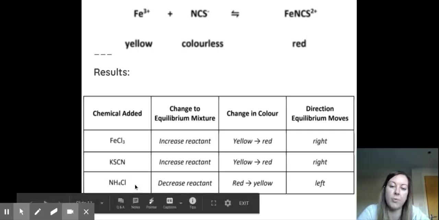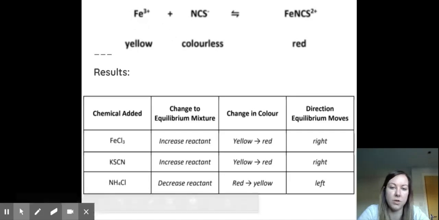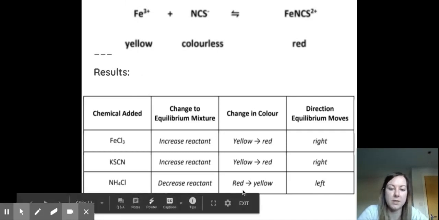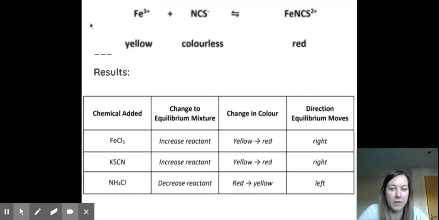So remember, our ammonium chloride is going to remove these iron ions. So this time we are decreasing a reactant. So we're taking a reactant out. What's going to happen this time? This time it goes more yellow. So we can see a yellow colour forming in the test tube. That means that the equilibrium has shifted to the left, or the reactant side, this time.